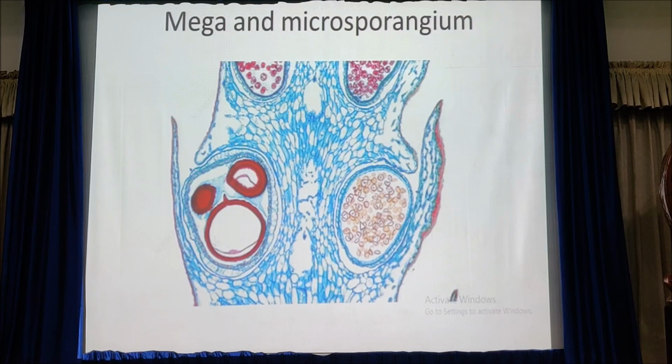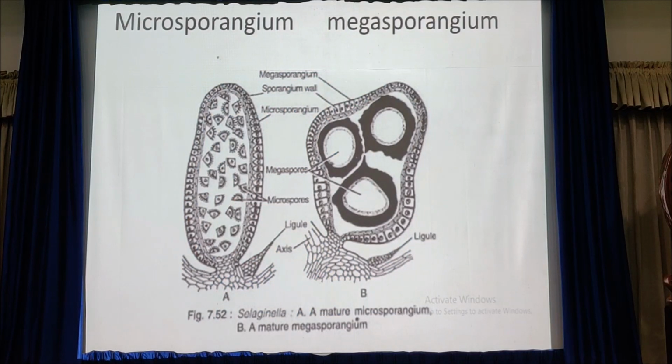In microsporangia, all the spore mother cells undergo meiotic division and produce a large number of microspores. But in megasporangium, only one of the cells becomes a functional spore mother cell and all others degenerate. And this functional spore mother cell undergoes meiotic division and produces four haploid megaspores. When mature, both megasporangium and microsporangium dehisce and liberate the spores. Again, microsporangium having microspores and megasporangium having megaspores.